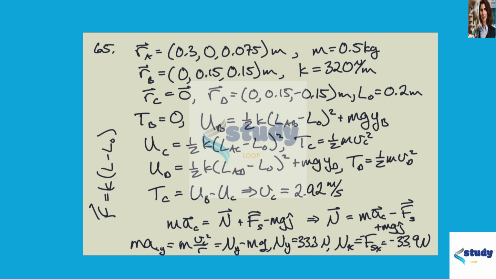So the spring force at point C, the direction is from A to C. So we can figure out that unit vector there, because we know points A and C, so we can figure out the direction of the spring force and take the x component, and we get that that is minus 33.9 newtons.